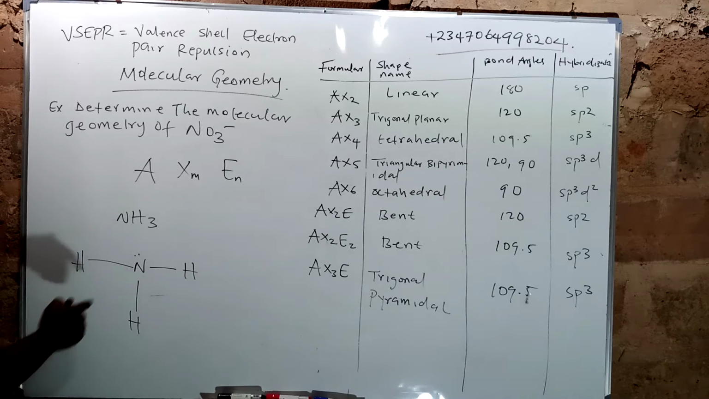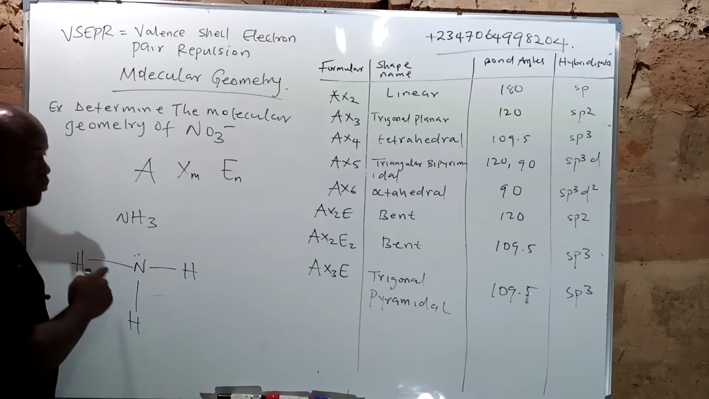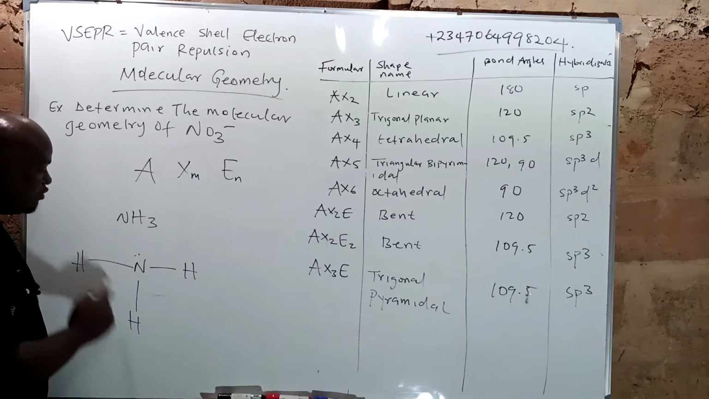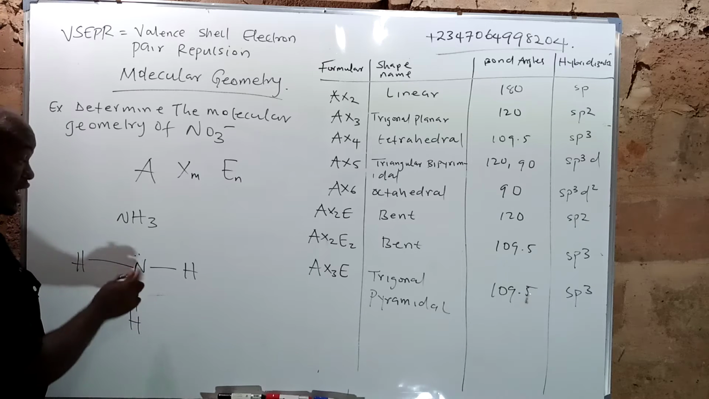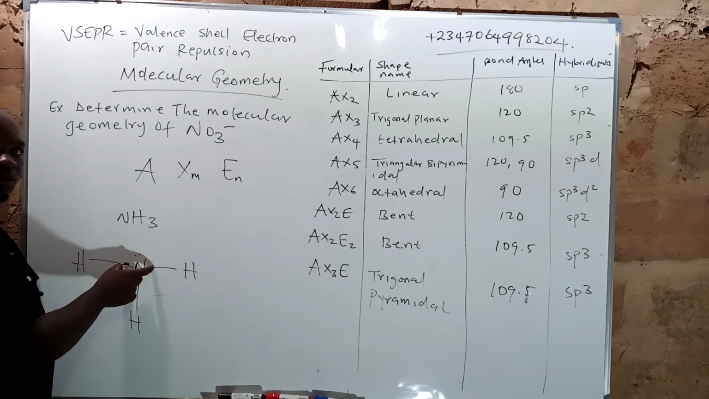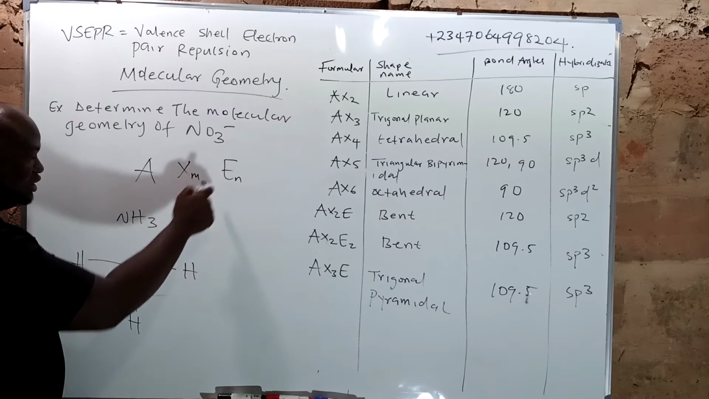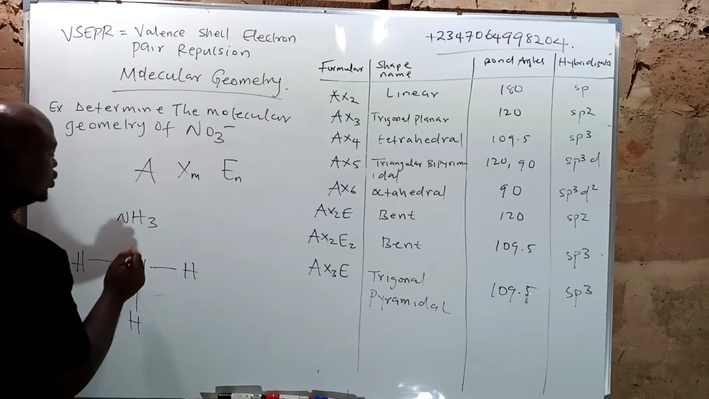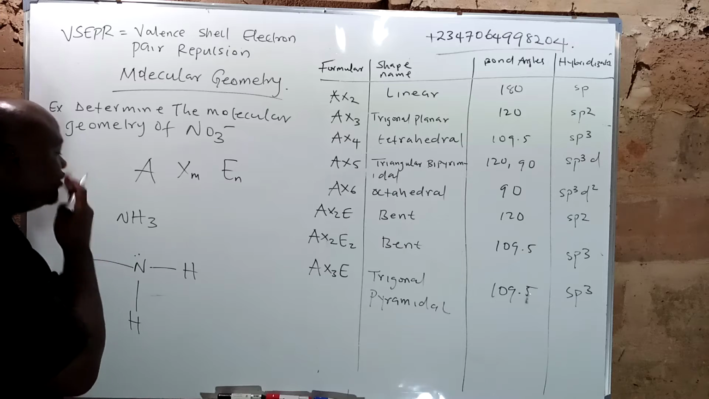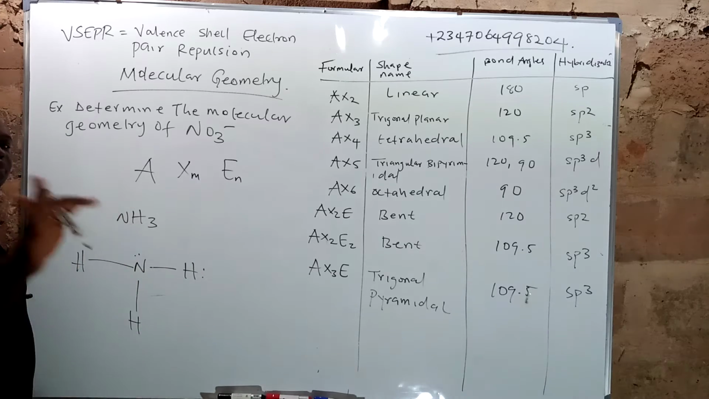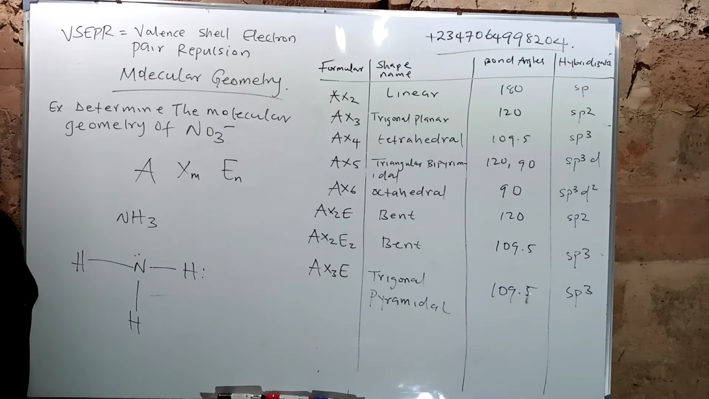Now, A is the central atom. The central atom is the A. X is the number of atoms directly attached to the central atom. Are you seeing it? Now, E is the lone pairs, while N is the number of lone pairs directly attached to the central atom. So if I put a lone pair here, that is not your business. This is your business: the lone pair directly attached to the central atom.